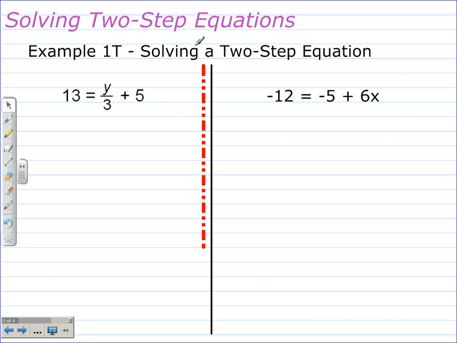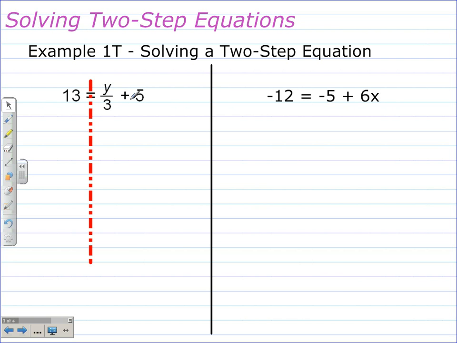Example 1, solving a two-step equation. It's called a two-step equation because it's going to take two steps to solve. Now, something that I'll do, and a lot of beginning algebra students do, is use a line to help keep the left and the right side of the equation straight. On the left-hand side, we have 13. On the right-hand side, we have the expression y divided by 3 plus 5. Putting them together, this equation reads 13 is equal to y divided by 3 plus 5.